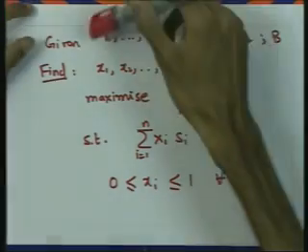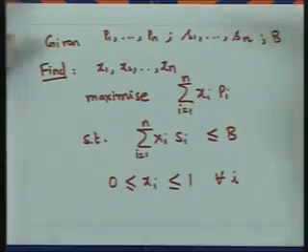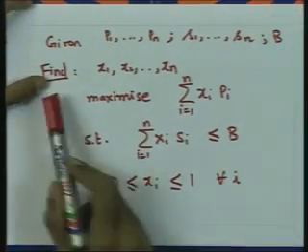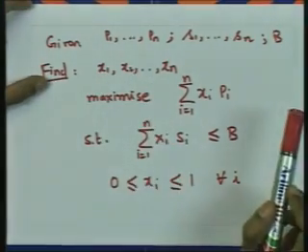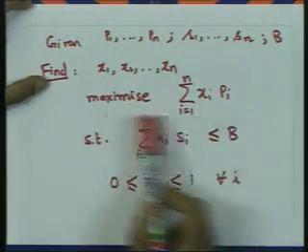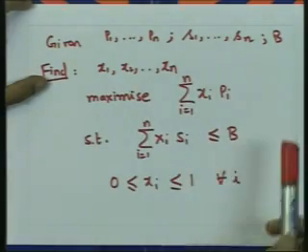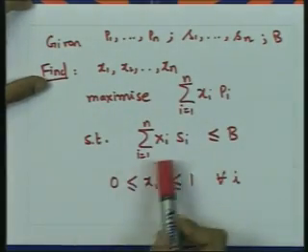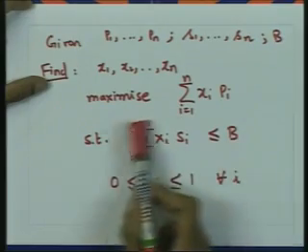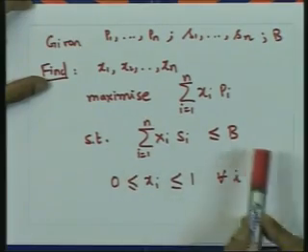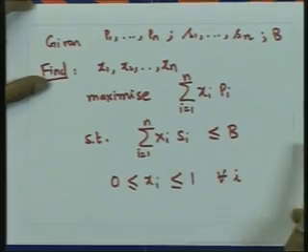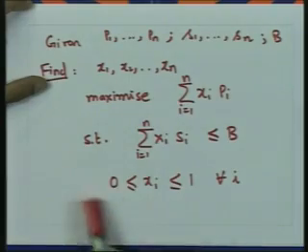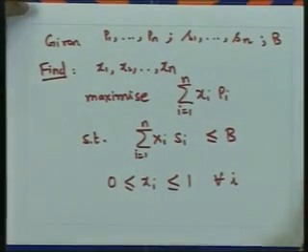The input is p1 through pn, s1 through sn, and b. Output is x1, x2 up to xn. You want to maximize this profit function, which is sigma xi pi, and the xi should satisfy these two constraints. The first is that the total size is at most b, and the second is they must lie between 0 and 1. So this is the fractional knapsack problem. This is the problem that we would like to solve.